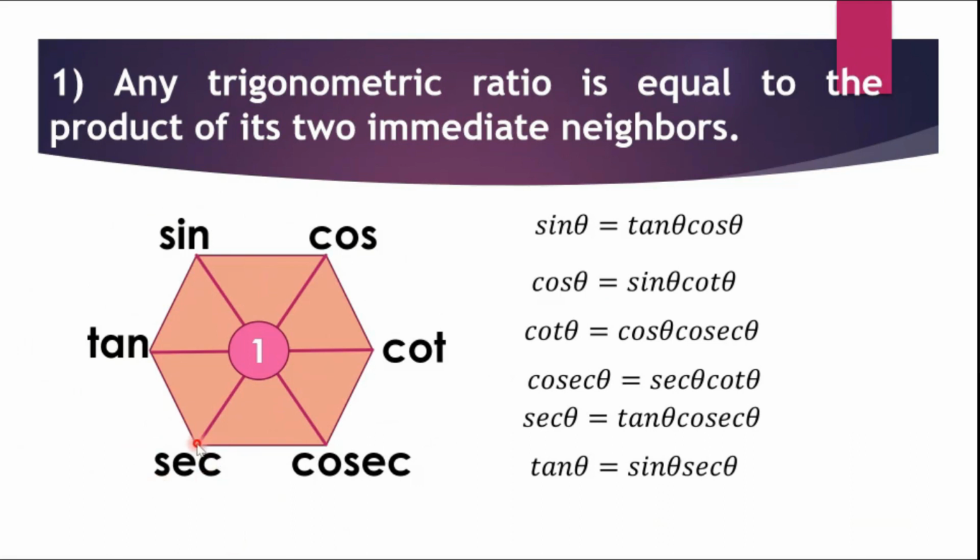So again, rule number 1, any trigonometric ratio is equal to the product of its 2 immediate neighbors. So, its neighbors. Okay, so that's rule number 1.